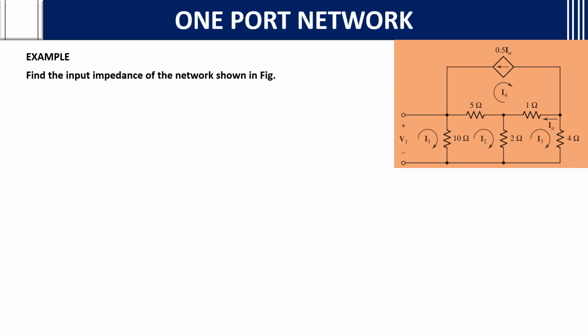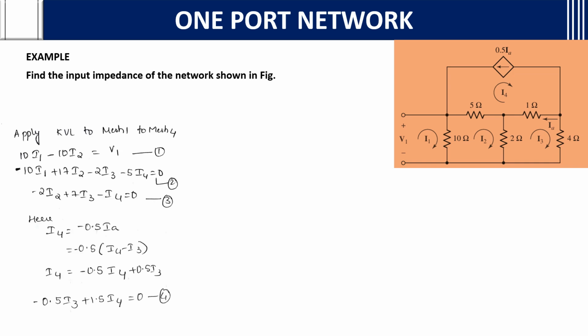Find the input impedance of the network shown in figure. How to find the input impedance? What will we write? We will write mesh equations for all the 4 meshes. That is KVL. You will get the delta Z. We'll find the value. See, applying KVL from mesh 1 to mesh 4, you will get these 3 equations. The fourth mesh, how it looks, see carefully, I4 is in the opposite direction of what is there. So what will we write? I4 is equal to minus 0.5 IA.